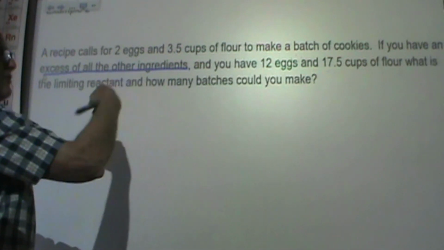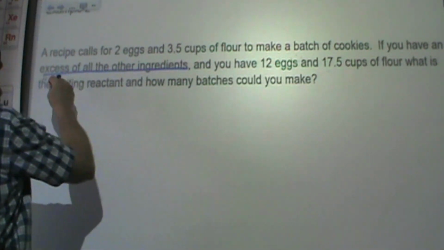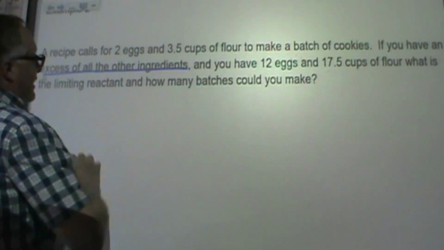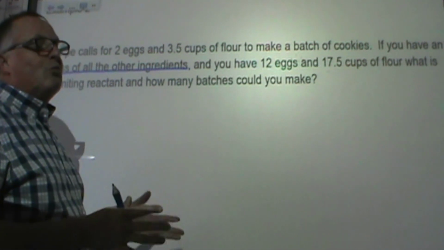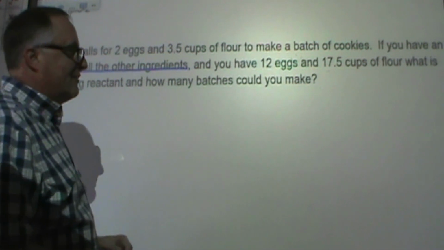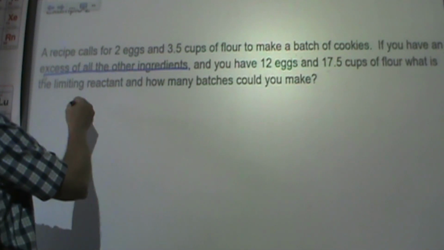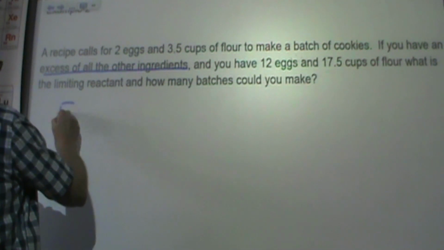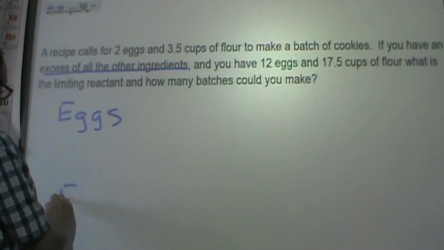So we're going to do this the same way when we get to the chemistry part, which is the next slide. We're going to actually write them out, because a lot of times people do math and then when they're done, they have no idea which math goes with which reactant, and they still get the answer wrong even though the math is done properly. So I'm going to have eggs and I'm going to have flour.